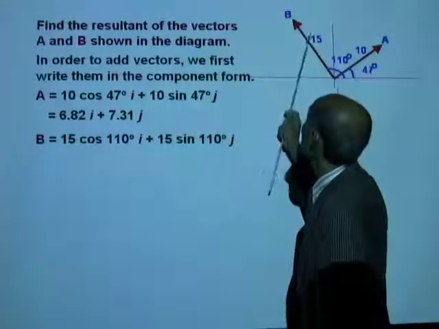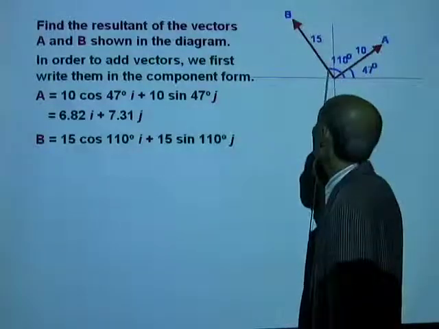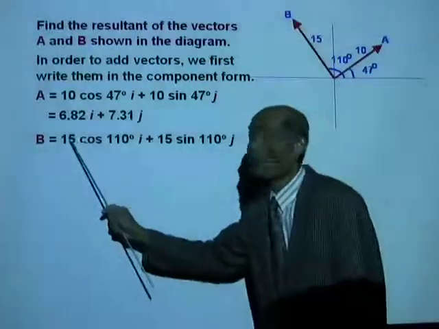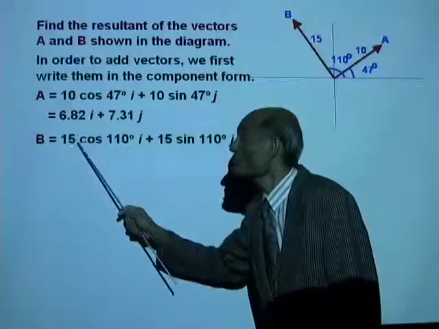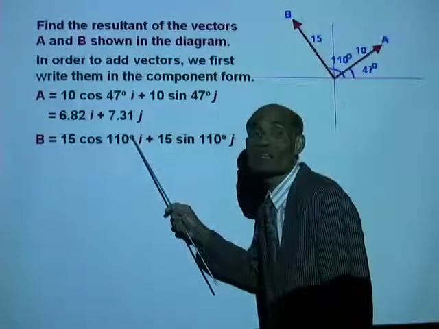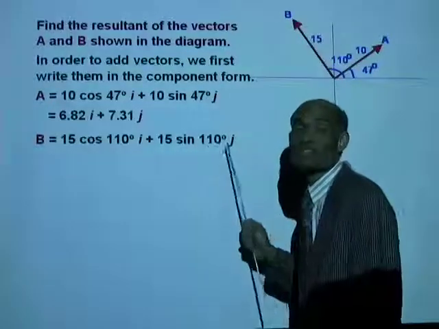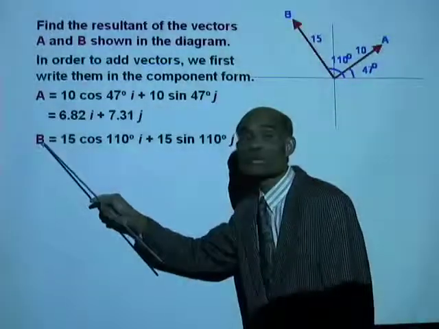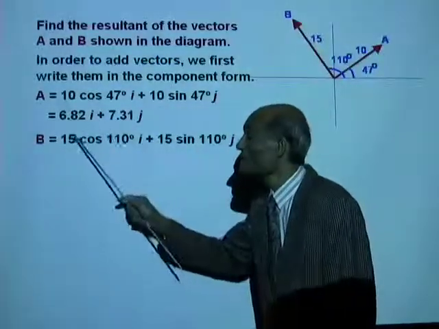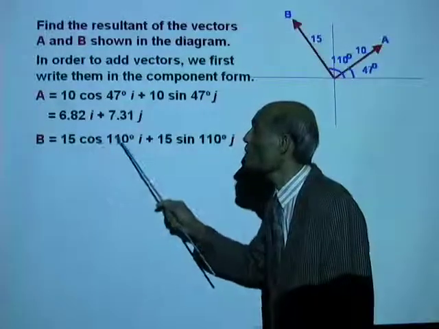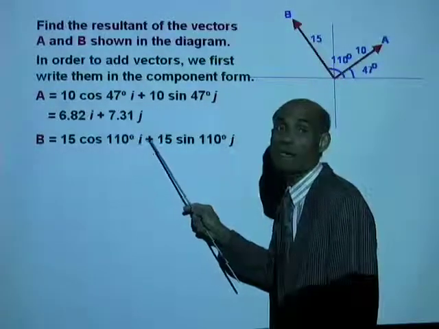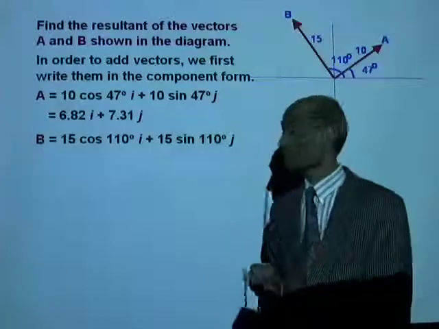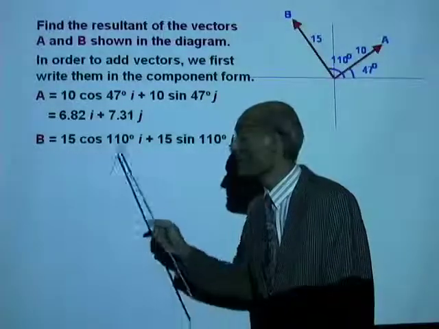Vector B has a magnitude 15 units. It makes an angle 110 degrees with the x-axis. Therefore, its x component is 15 cos 110 degrees. Its y component is 15 sine 110 degrees. Therefore, vector B in the component form is B equals 15 cos 110 degrees i plus 15 sine 110 degrees j. And use your calculator, find the value here.